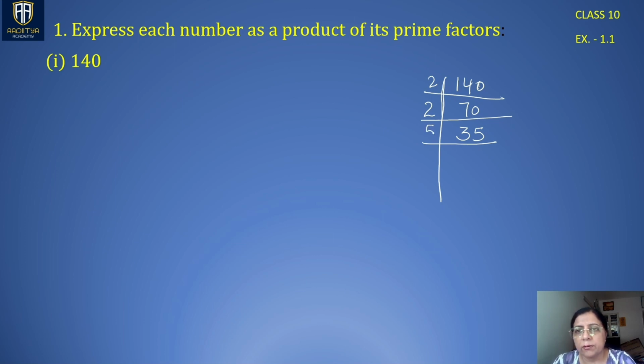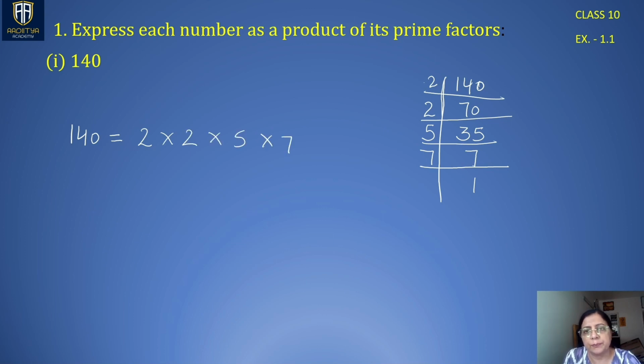Next prime number is 5. So by checking the divisibility of 5, we can say that 35 is divisible by 5 because its unit digit is 5. It should be 5 or 0. So we divide 35 by 5, we get 7. And 7 is a prime number which is divisible by 7 itself. Right? So make sure that when you are dividing any number, you just have prime numbers on these division numbers. Right? So 140 can be written as product of 2 by 2 by 5 by 7. Right? This is called prime factorization.